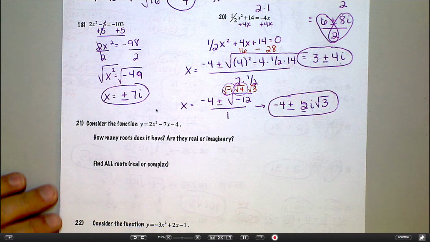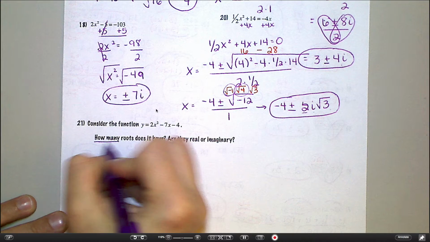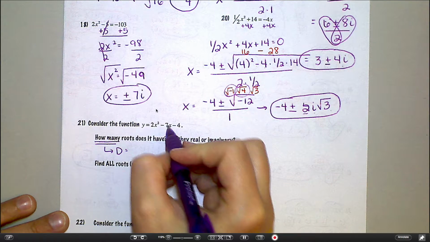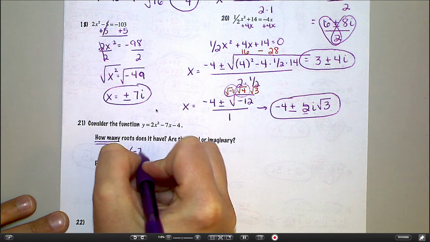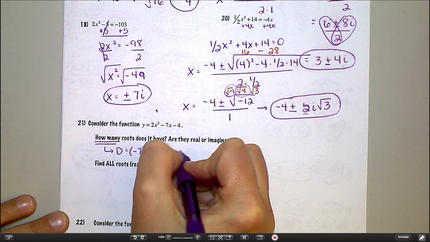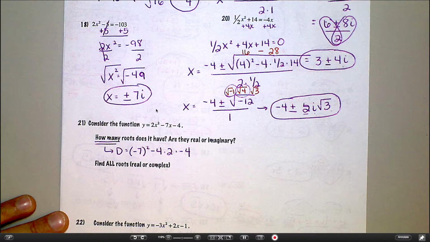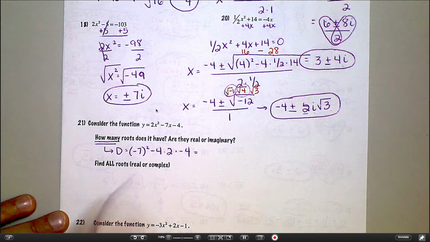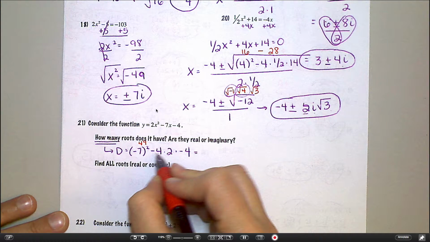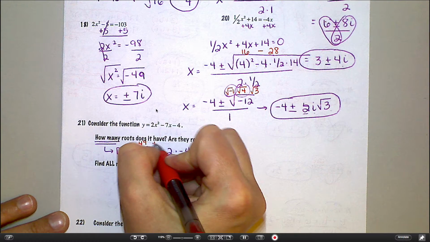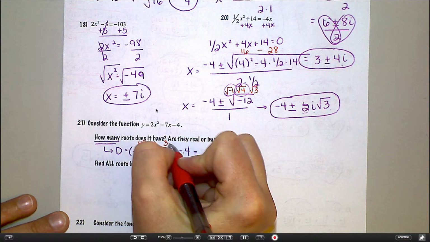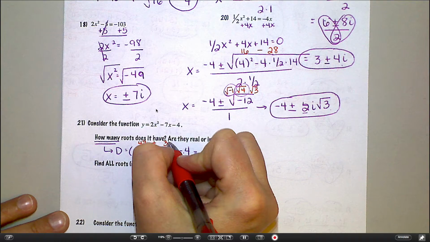Number 21. I just want you to notice that this question asks how many. Anytime you see how many, you're going to be using the discriminant, which is b squared, so that'd be negative 7 squared minus 4 times a times c. Okay. For our purposes, let's see. This is 49. And here I have a minus and a minus, so I know this is going to end up being positive. And then 4 times 2 times 4, I think it's 32. Yep.